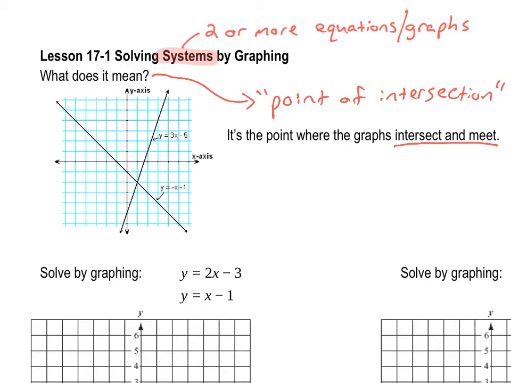Our graph meets where? 1, negative 2. Very good. Right there where the two lines cross, that coordinate, as listed on the side, is 1, negative 2.